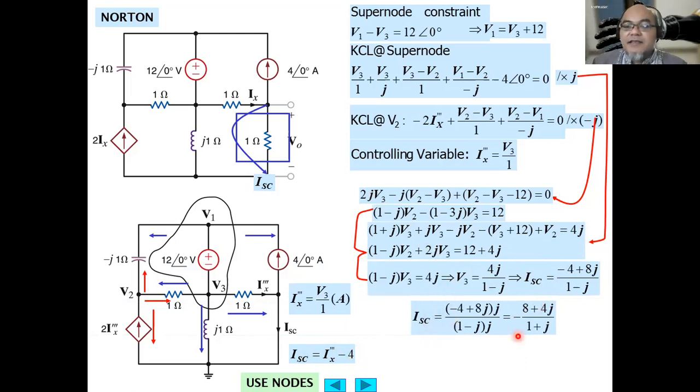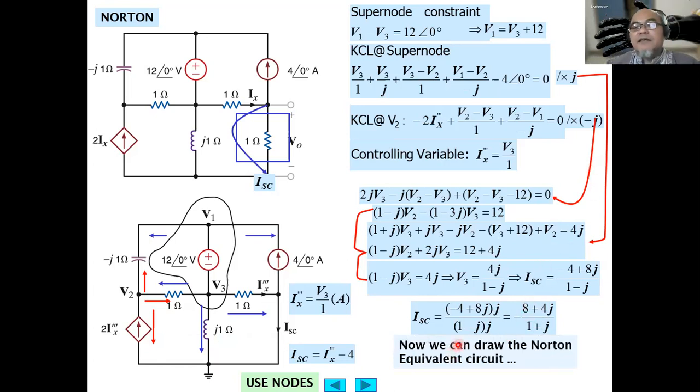Multiplying with j and j, so we obtain here 8 plus 4j. I think this plus is divided by 1 plus j with a negative value, because this becomes negative 8, this becomes plus 4, negative 4j. Yeah, so there is a negative here. So from here, we obtain the ISC.